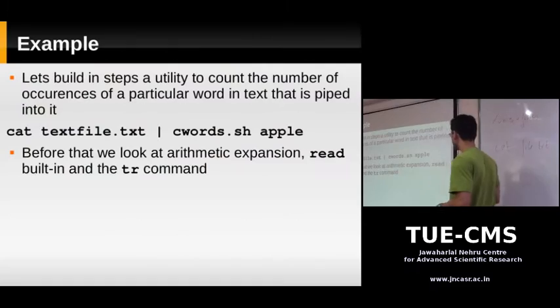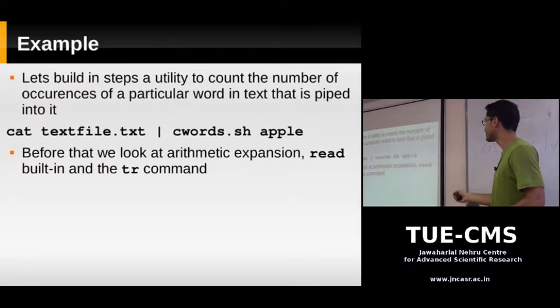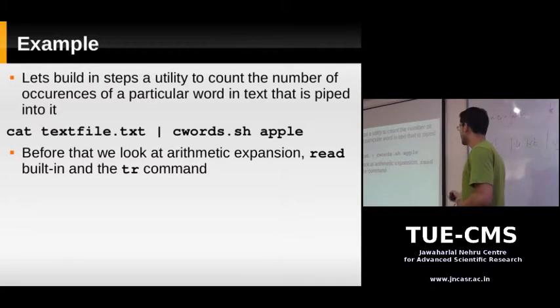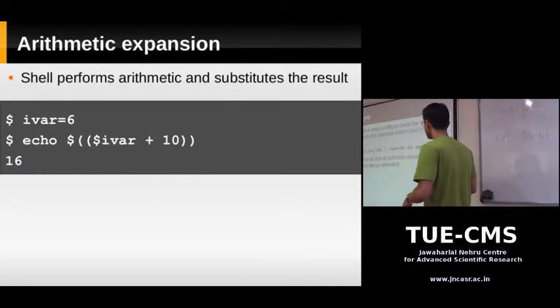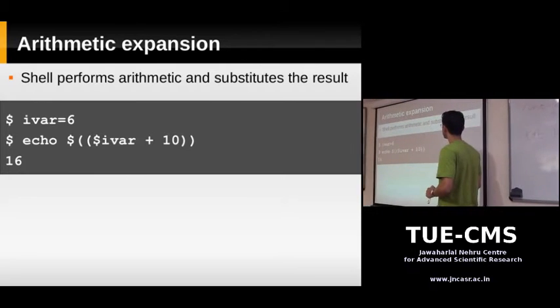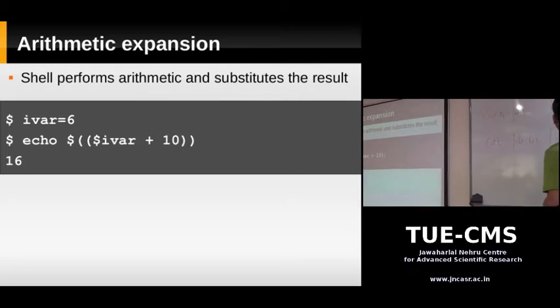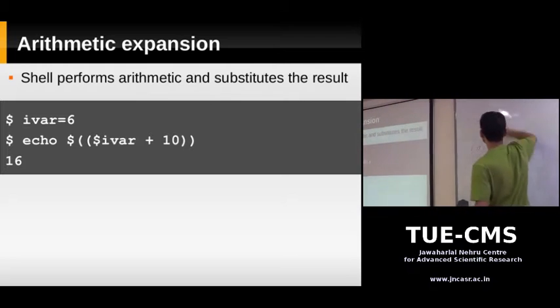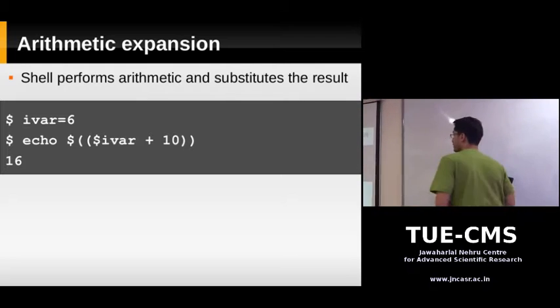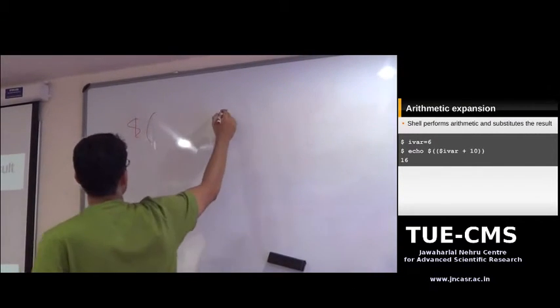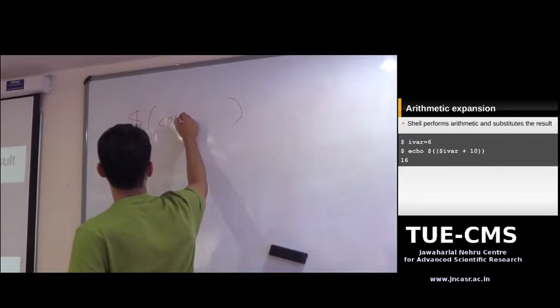Before we build our script, we need to know three more features of the shell we should be using. One is the arithmetic expansion, the read built-in, and the tr command. So let's look at the arithmetic substitution. Just like you saw command substitution earlier. What's the syntax for command substitution? The dollar sign and brackets and commands.